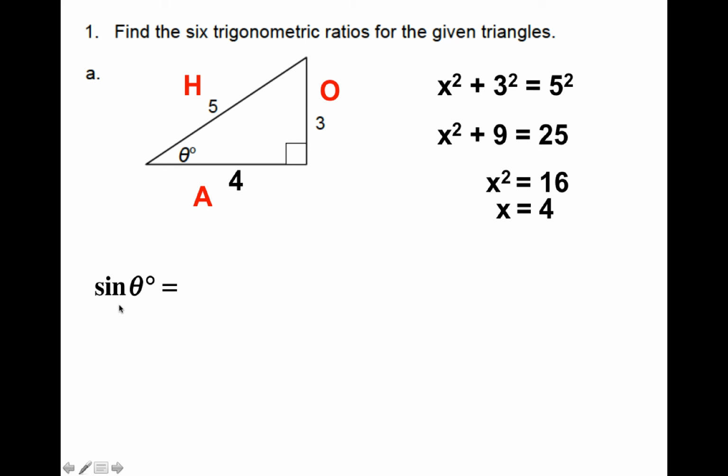So our sine ratio is SOH, O over H, so 3 over 5. Cosine is CAH, A over H, so 4 over 5. Tangent is TOA, O over A, so 3 over 4.